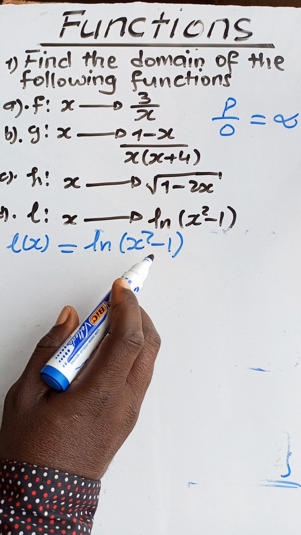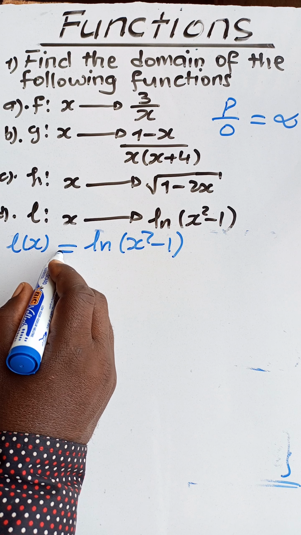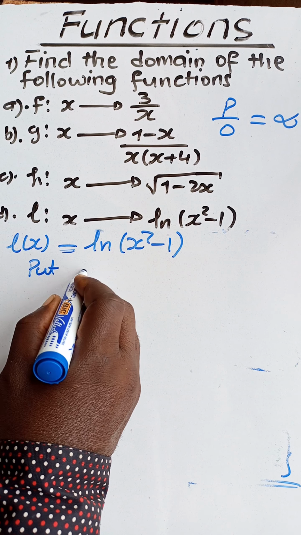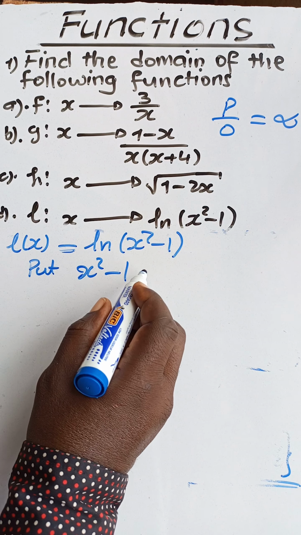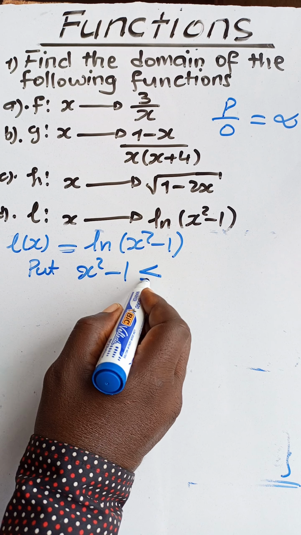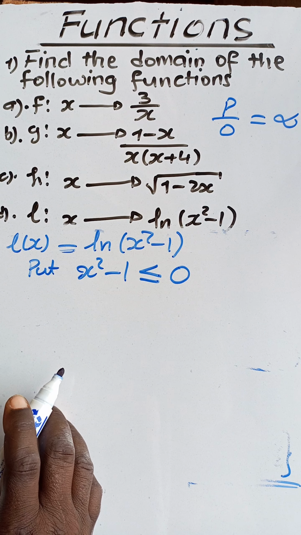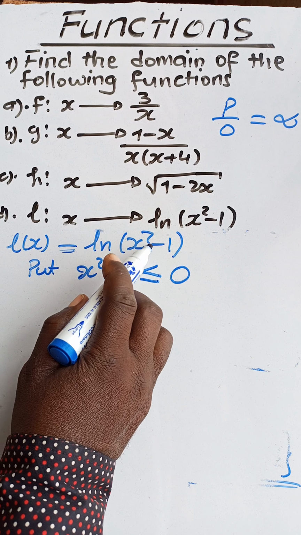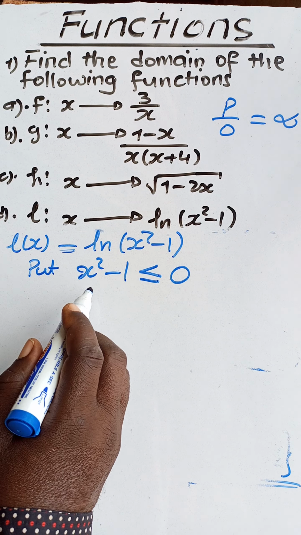So we have to solve the inequality to get those elements that we have to avoid. We have to solve the inequality x squared minus 1 less than or equal to 0 to get those values that can render this either 0 or negative.